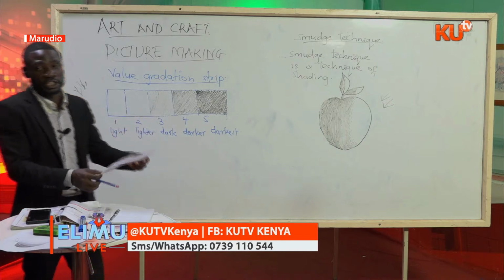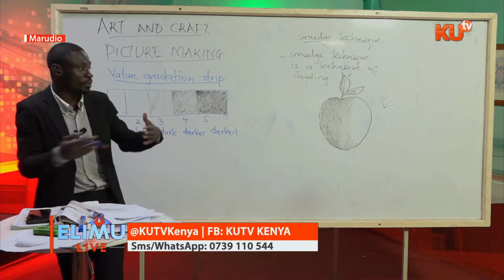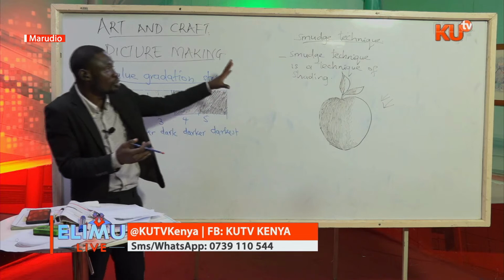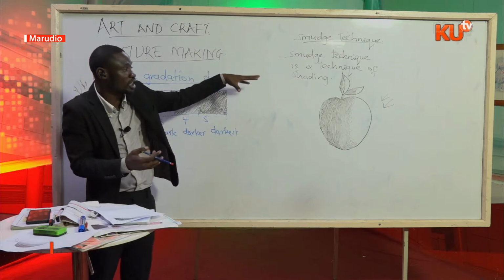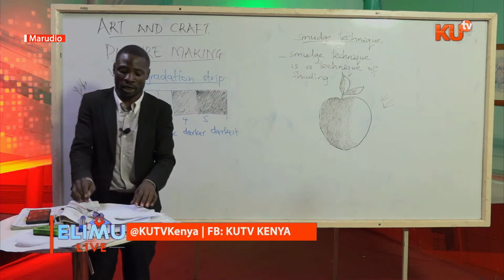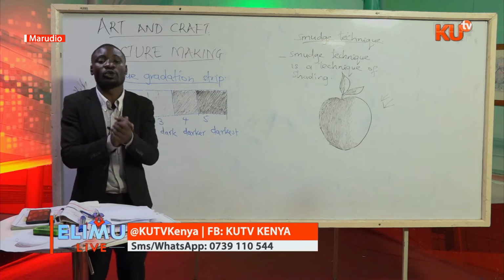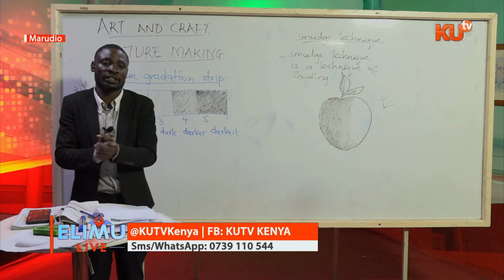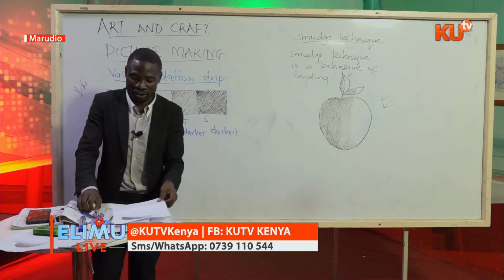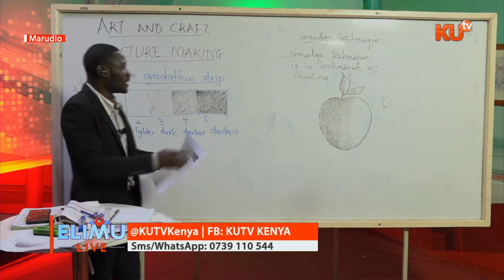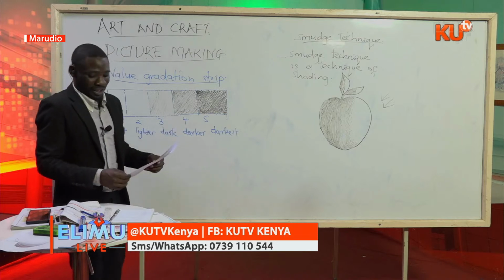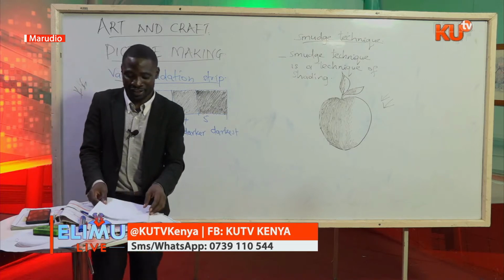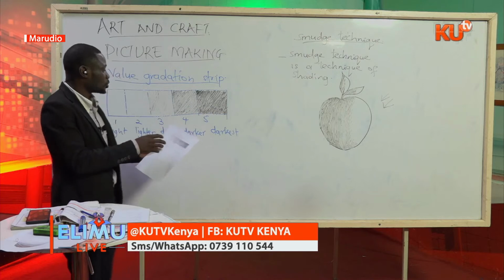We say that value gradation can help you create a form, can help you draw using smudge technique and come up with an object in which you'll be able to identify where the light is coming from and where there is darkness. And that marks the end of our lesson today.